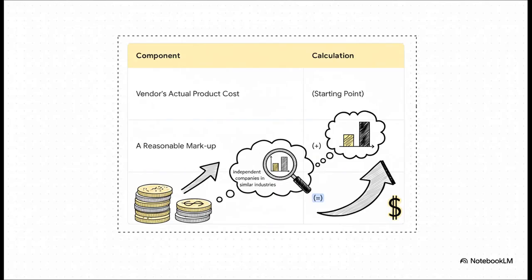But what happens when you don't have a perfect comparison like that? Say you only sell internally. Well, then you might use the cost-plus method. With this one, you basically build the price from the ground up. You start with the actual cost to produce the item or service, and then you add a reasonable markup for profit. The trick, of course, is figuring out what a reasonable markup is, and that's usually based on what similar independent companies are earning.